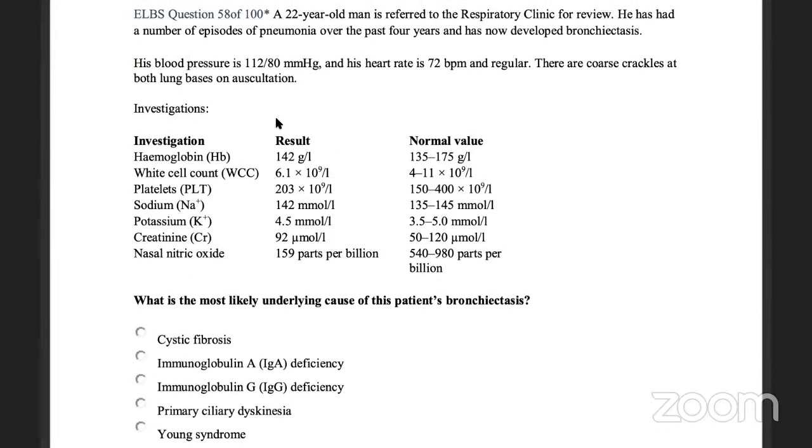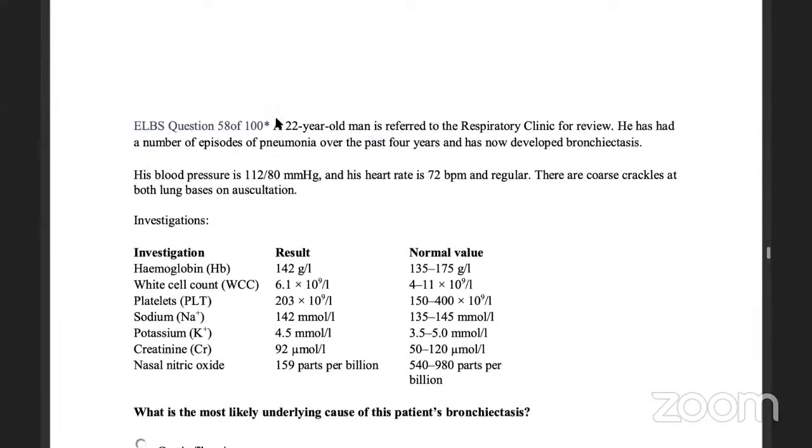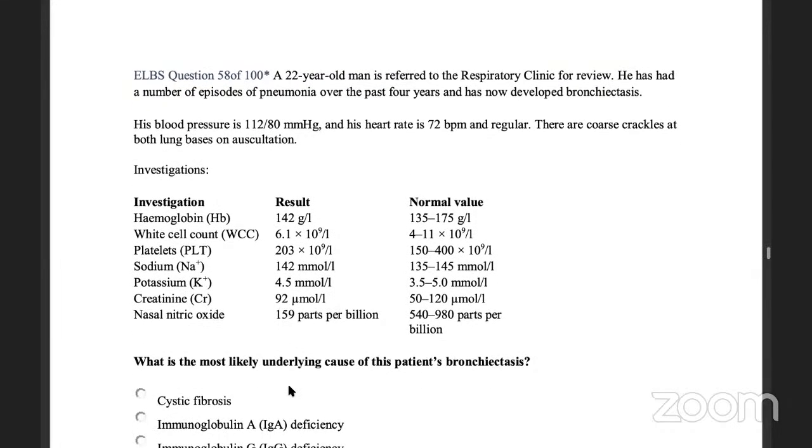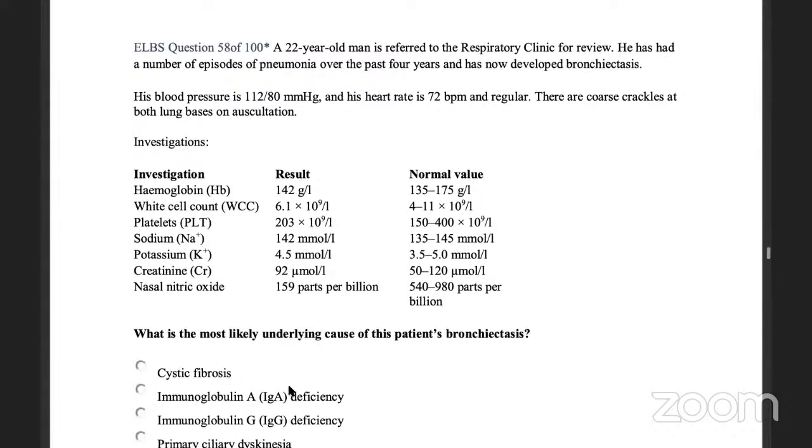So what is the most likely underlying cause of this patient's condition? Bronchiectasis. A 22-year-old man in respiratory clinic, he had a number of episodes of pneumonia in the past 4 years and has now developed bronchiectasis. Blood pressure is fine, coarse crackles on auscultation. Here, hemoglobin, nasal nitric oxide 159 parts per billion. What is the most likely underlying cause of our patient's bronchiectasis?